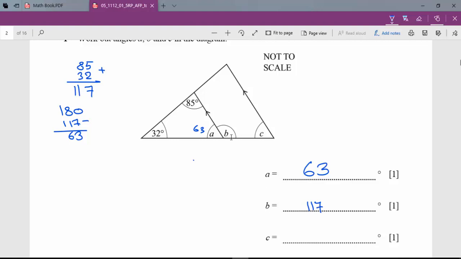And now angle C, how can we get angle C? Angle C corresponds to angle A because these two lines are parallel and A and C are on the same transversal, so they are equal. Angle C is 63. Another reason for C, you can say this quadrilateral is a trapezium, and the adjacent angles in a trapezium add up to 180. Done.